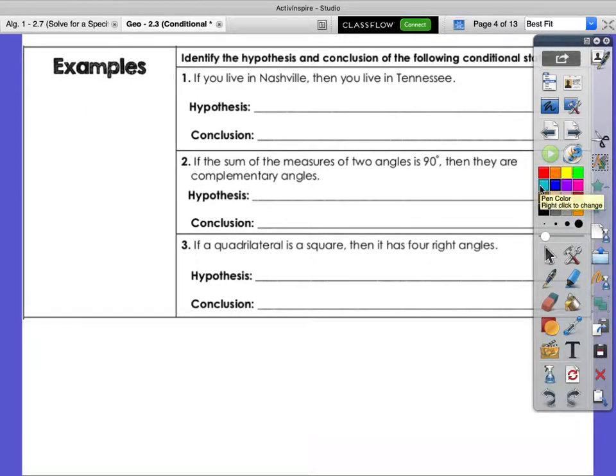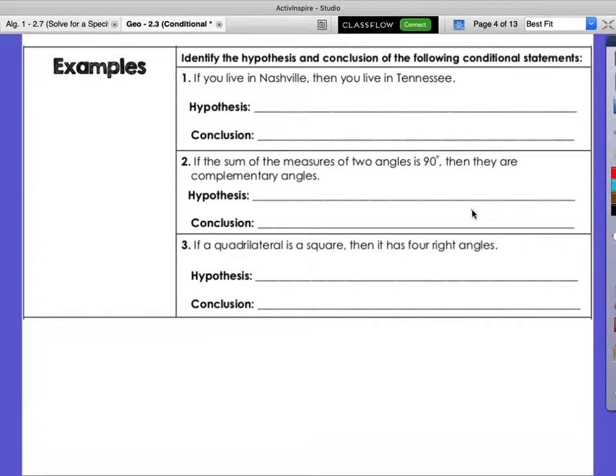Continuing on. We're going to identify the hypothesis and conclusion in these conditional statements. So these are if-then statements. If you live in Nashville, then you live in Tennessee. Well, that's true. Nashville's in Tennessee. So what's our hypothesis? You live in Nashville. We don't include the if, but it's what follows the if. So the hypothesis is you live in Nashville. We'll write that on the hypothesis line.